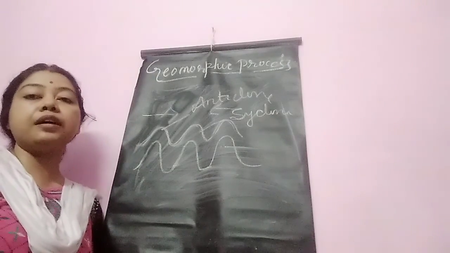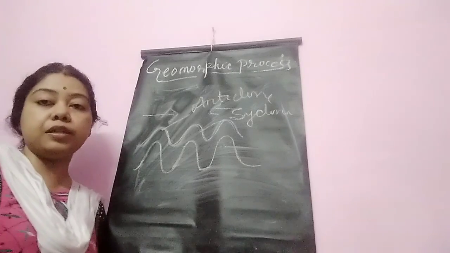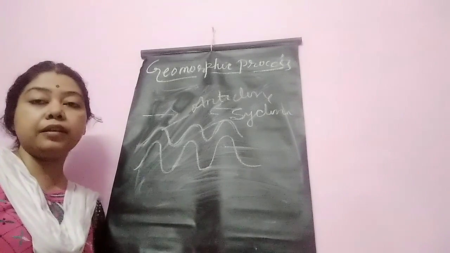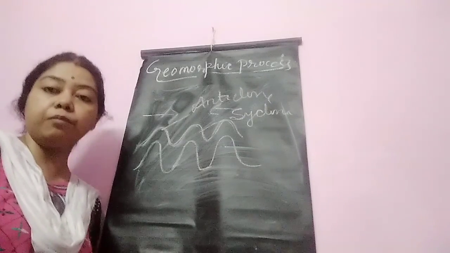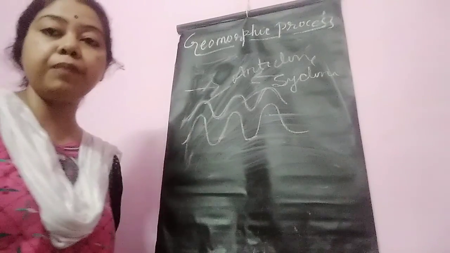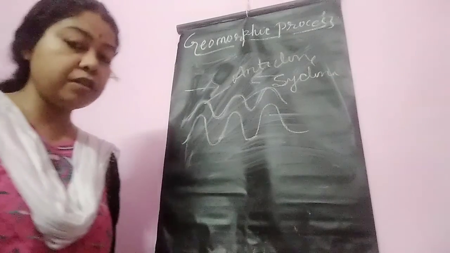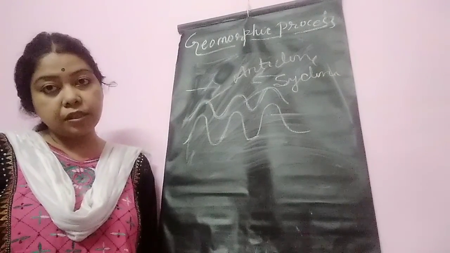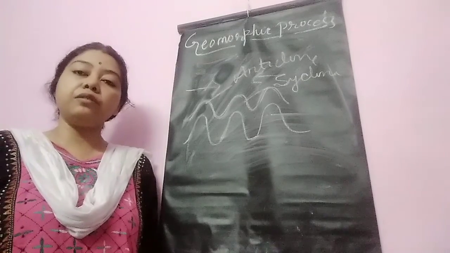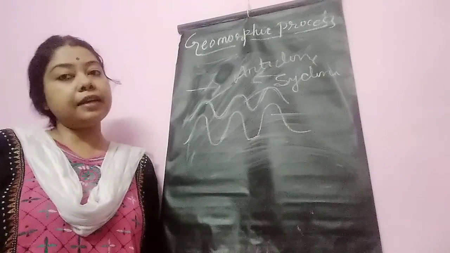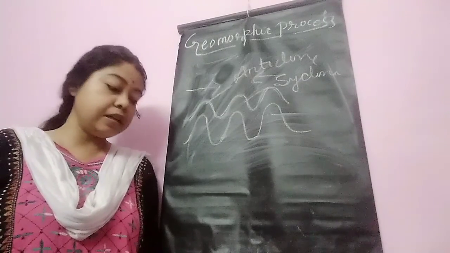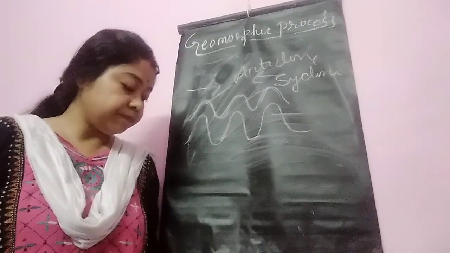Examples along with the formation of fold mountains are very important. You have to prepare the plate tectonic theory regarding the origin of fold mountains. What is the definition of fold mountain with example? What is anticline, what is syncline? Anticlines form the mountains, synclines form the valleys.